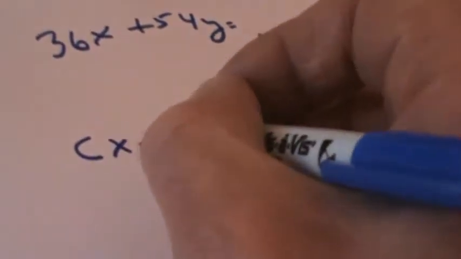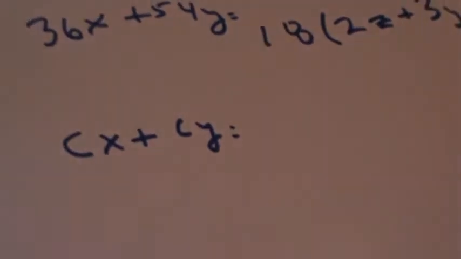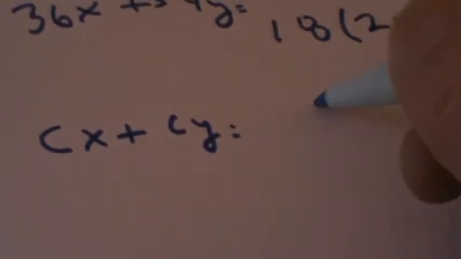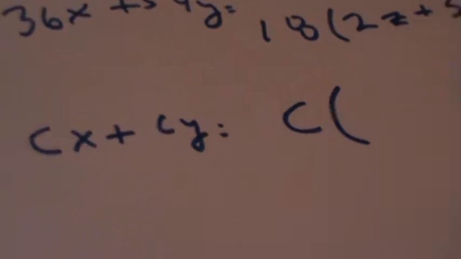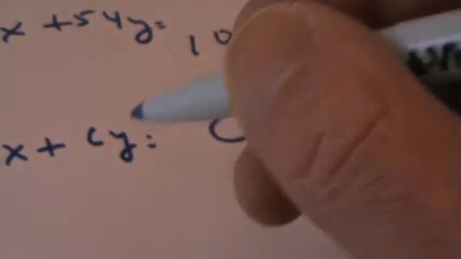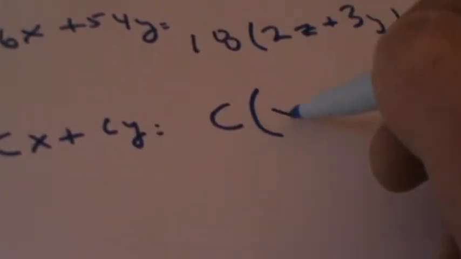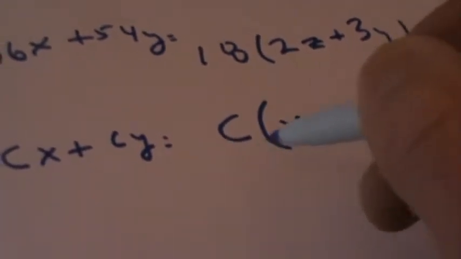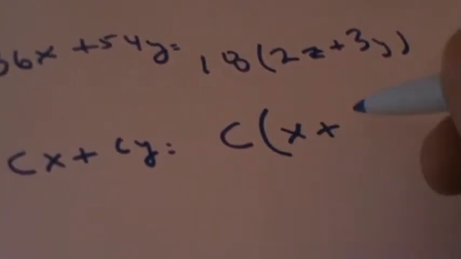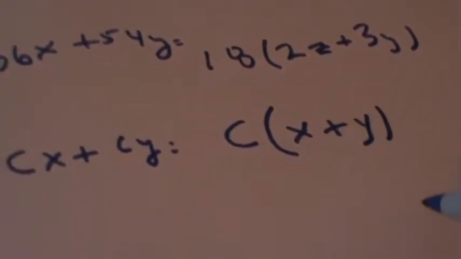Now we can try some things with variables instead. If we take something like cx plus cy, the greatest common factor for this one turns out to be the letter c, because it's common to both terms. So we put that on the outside, and we go c times what gives you cx? That turns out to be just plain x. Do the same thing here. c times what gives you cy? That will be y is what we come up with.